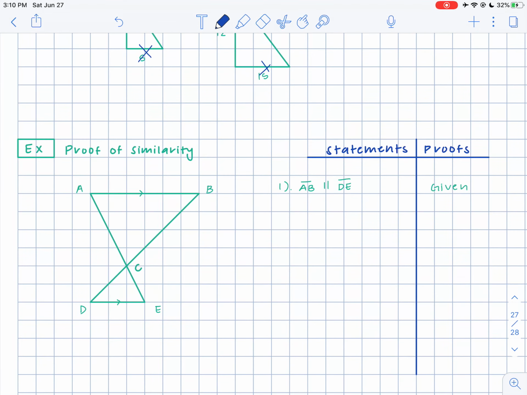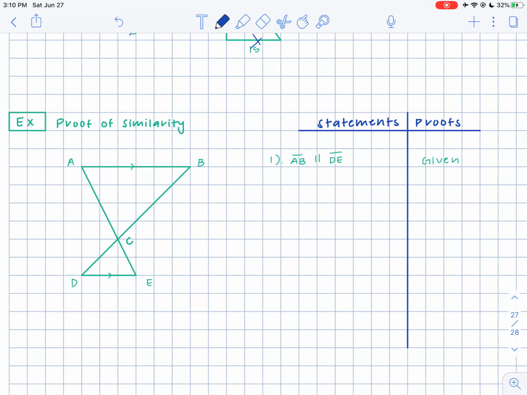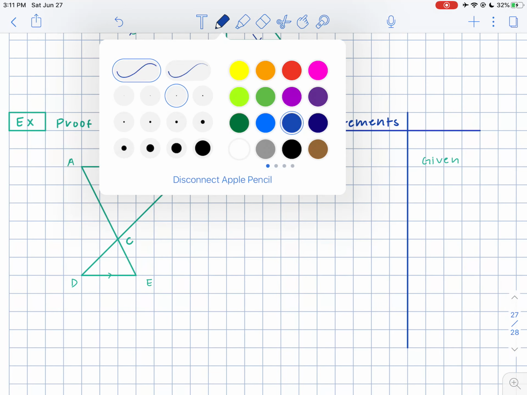Now we're going to get into an example where we need to prove similarity. Remember, we were proving congruence using what was given and what we learned about previous relationships with angles and also theorems. So same thing, we're going to prove similarity. So first, it states that segment AB is parallel to segment DE. We can see that it's given in the figure by those arrows. So here's our statement, and we're going to write given. Oops, that should not say proofs, that should say reason.